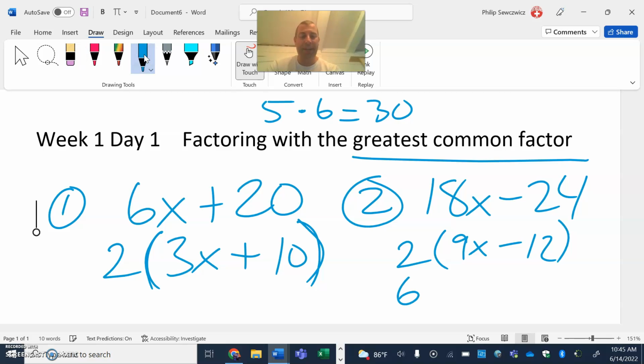So I'm going to try my 6 here. But again, I'm not using this guy anymore. I'm going back to it. 18 divided by 6, 3. There's my 3x. 24 divided by 6, 4. And we're done. 3x minus 4, because there's nothing in common.